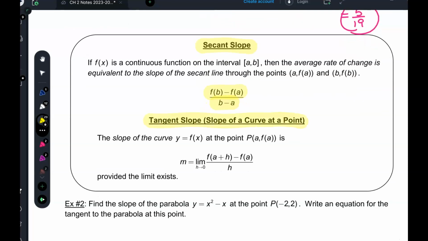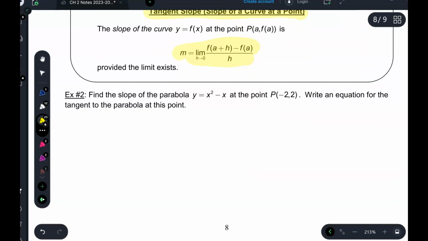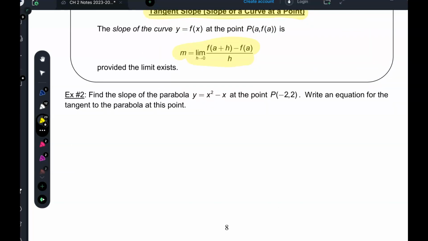And this should look familiar as well. Tangent, what are we doing? We're taking the limit of f of a plus h minus f of a over h. All right, so let's find the slope of the parabola y equals x squared minus x at the point -2, 2. And then we're going to write the tangent.